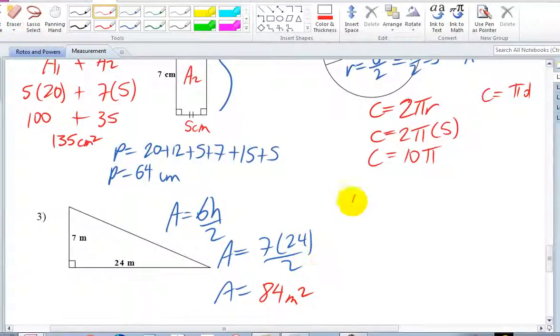Good. For perimeter, you'd be 7 plus 24 plus, you'd have to do Pythagoras and figure out that side. Okay. Because of time, we won't bother doing that, but watch out for that.